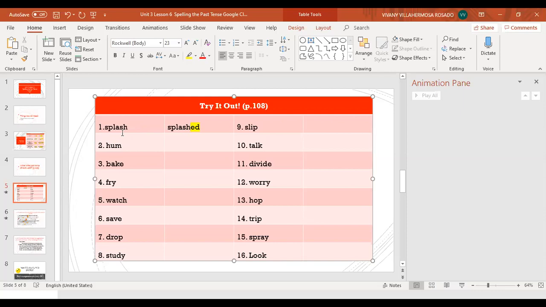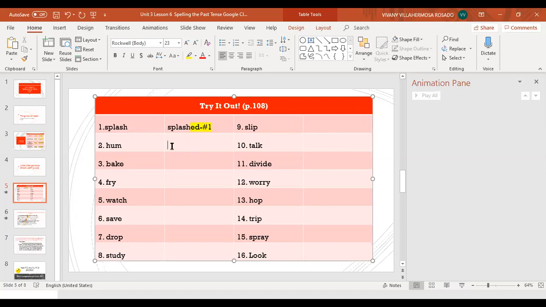Verbs ending with a consonant and Y. Does splash end with a Y? No, so we shouldn't even look at rules 2, 3, and 4, which means that rule number one would be the one that we use for this one. So for splash, we would use rule number one, and I'm just going to add rule number one here. Okay? Let's go to number two.